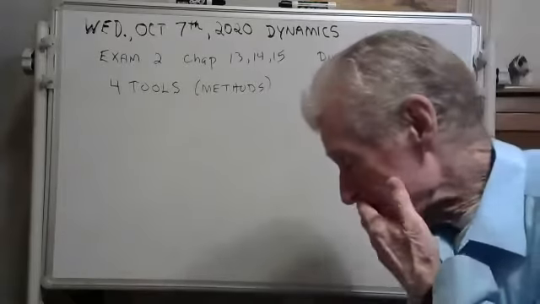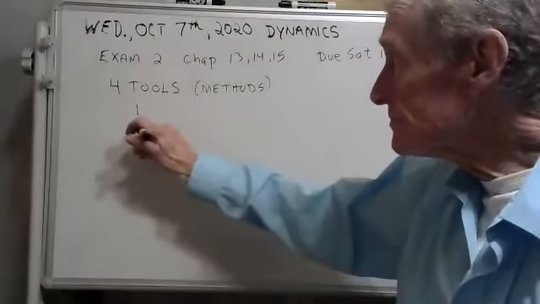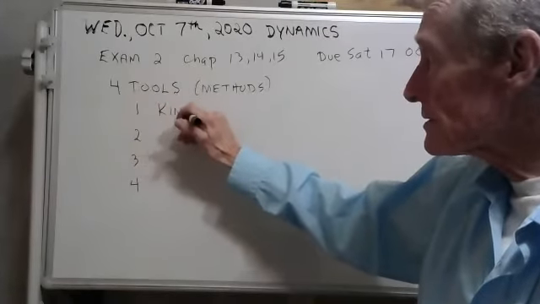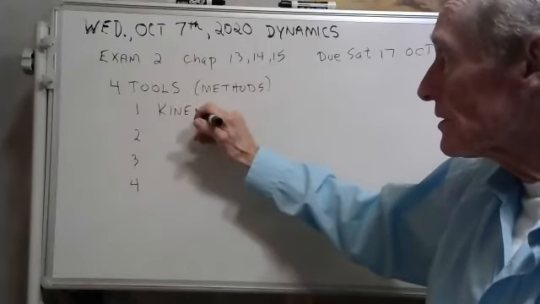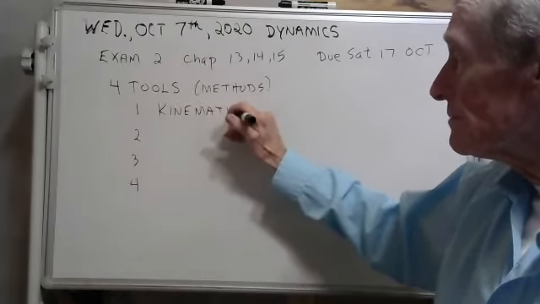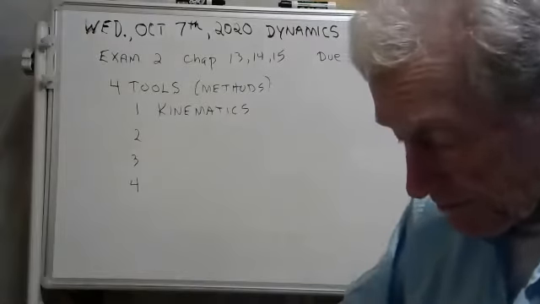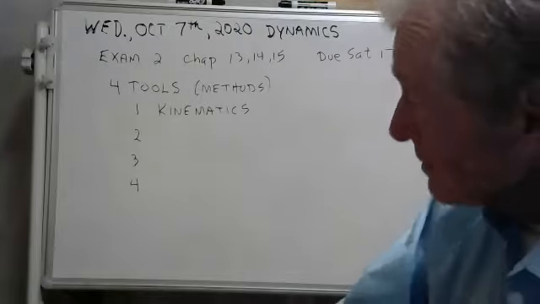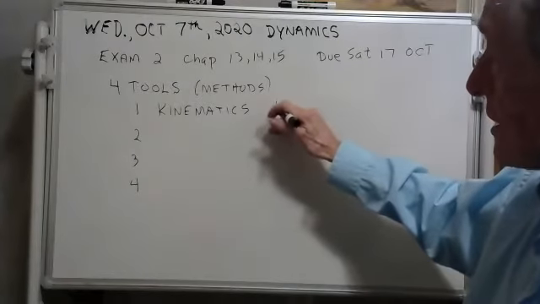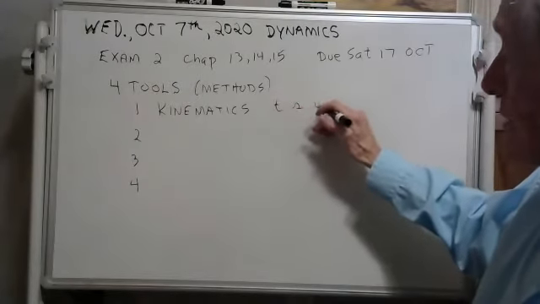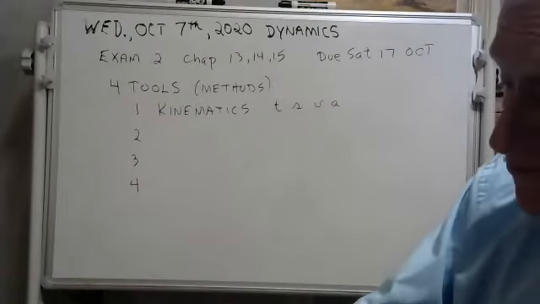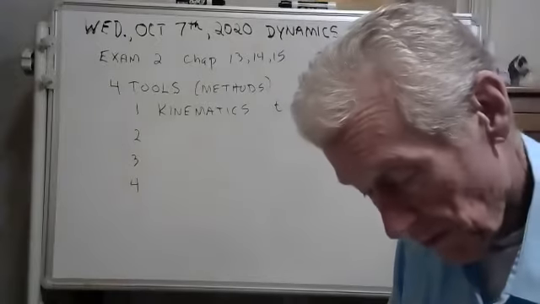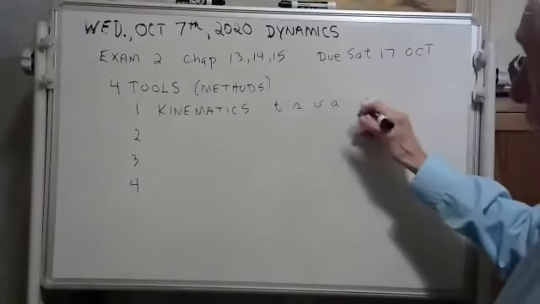We started off in August, and we studied kinematics. Well, we're doing a little review here. Now, kinematics was the study of motion. Pretty much the things you studied there were time, distance, velocity, and acceleration. And that's pretty much it. And that was chapter 12.